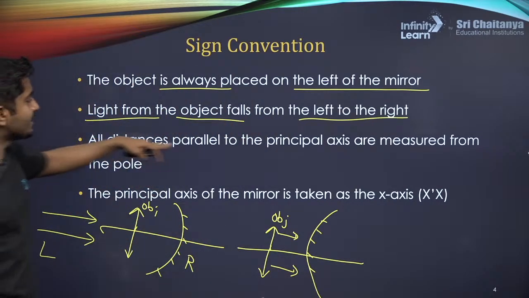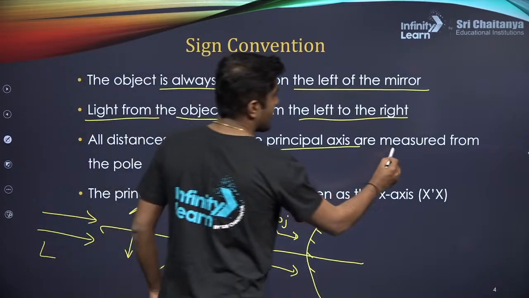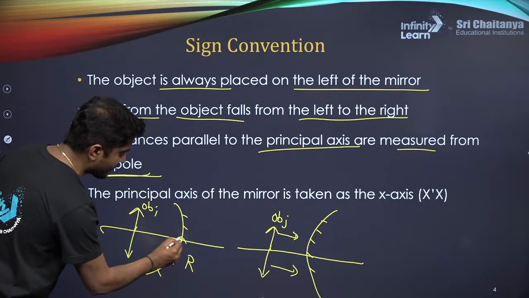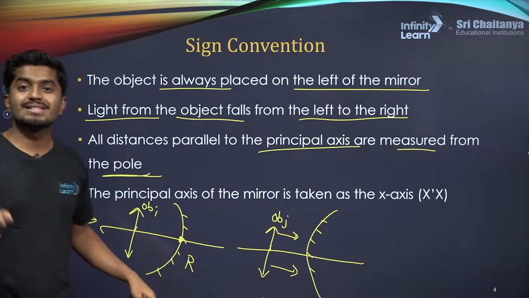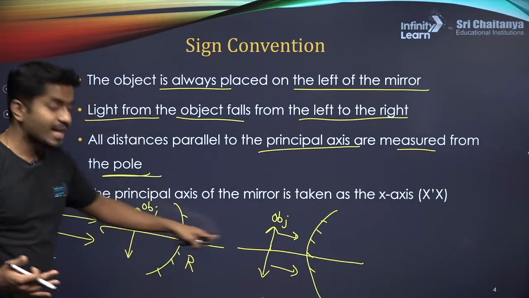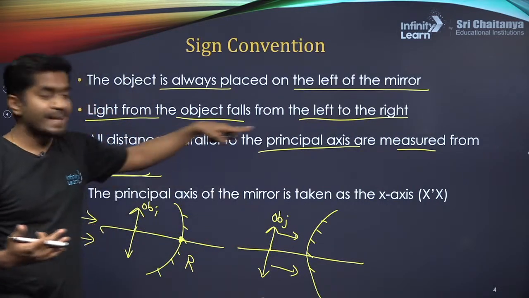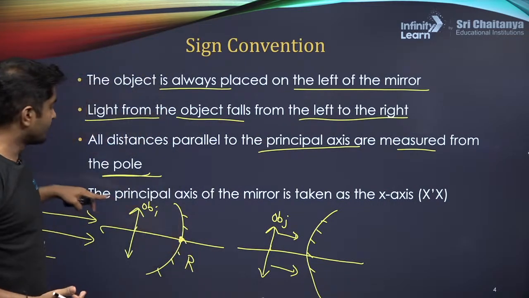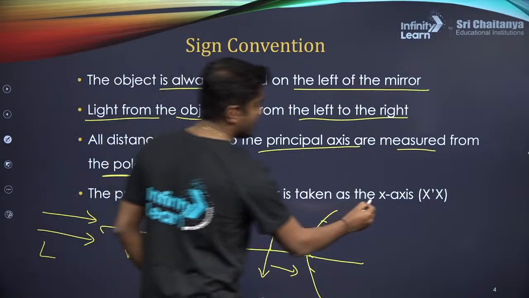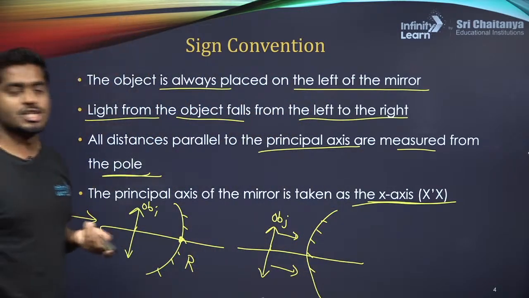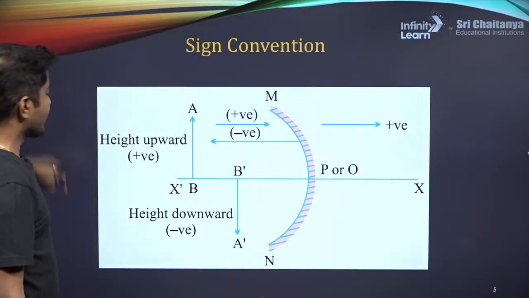Then all the distances parallel to the principal axis are measured from the pole. So this point here is our pole. I told you pole is like an origin, like a center. So you measure all the distances along the principal axis, which are u, v and f, from the pole. Principal axis is taken as the x-axis, right? These are the sign conventions. Yeah, there is a summary.